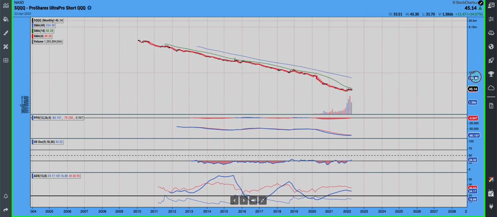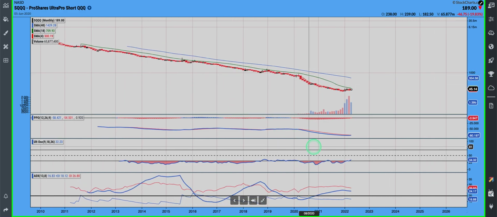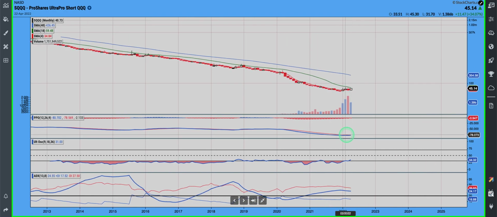But I want to point out something we're seeing. The PPO line is starting to cross upwards and potentially cross the signal line here. That is bullish for SQQQ, bearish for the market. The ultimate oscillator here is starting to come off of the oversold line and popping upwards. That again is bullish for this particular stock.